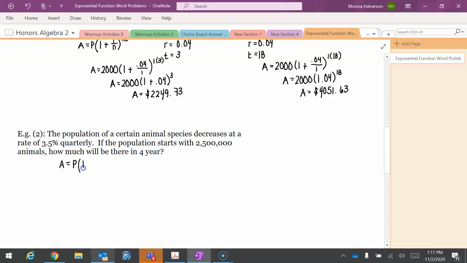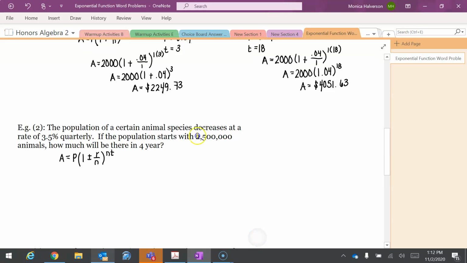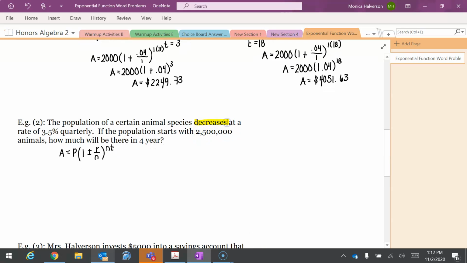A is equal to P times 1 plus or minus R over N raised to the NT. Now, we have to decide whether it's positive or negative. And in this case, it says the population is decreasing, which means that it's going to be negative. So we're going to use the equation A is equal to P times 1 minus R over N to the NT. Now, my question to you now is to identify what the given values are for this equation.